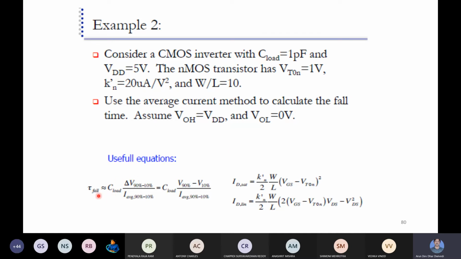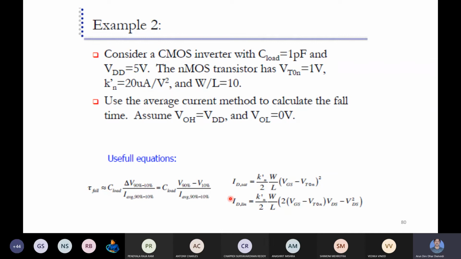This basically, fall time is equal to C load times the change of voltage, from 90% to 10%. During this, what is the average of the current? I average can be I when output voltage is 90%, plus I when voltage is at 10%, divided by 2. That will be the average. So basically C load times (V90% minus V10%) divided by I average of the two extreme conditions, 90% and 10%.